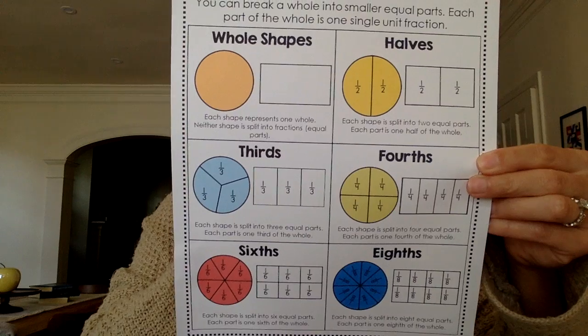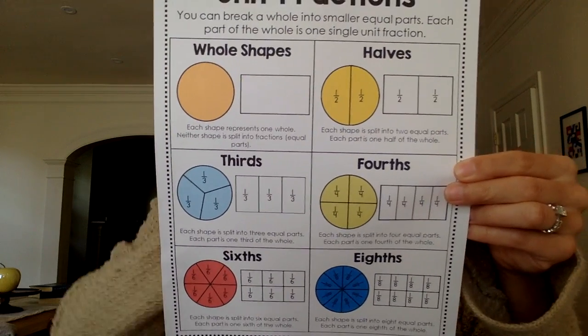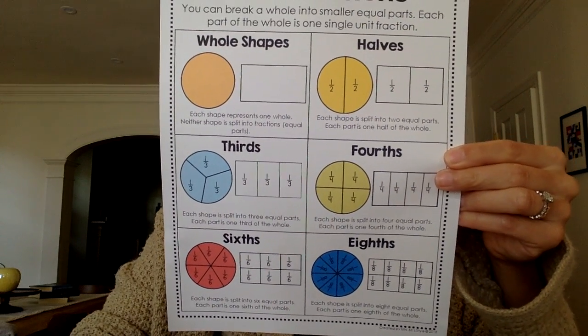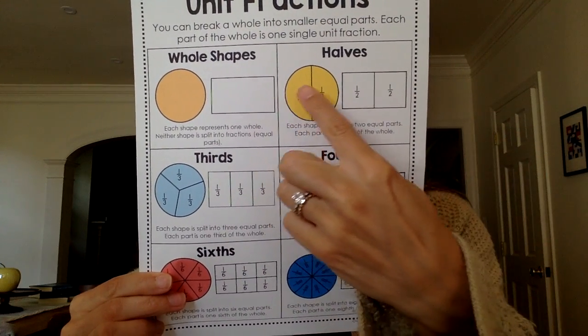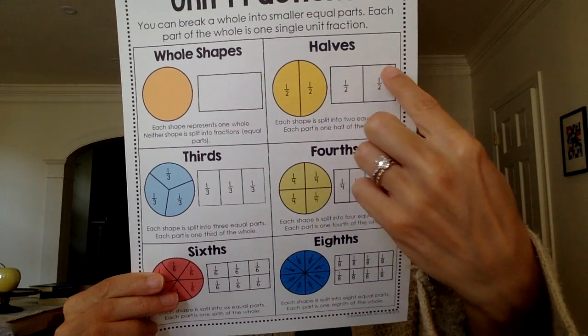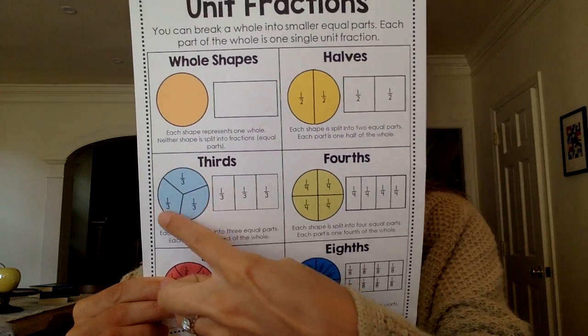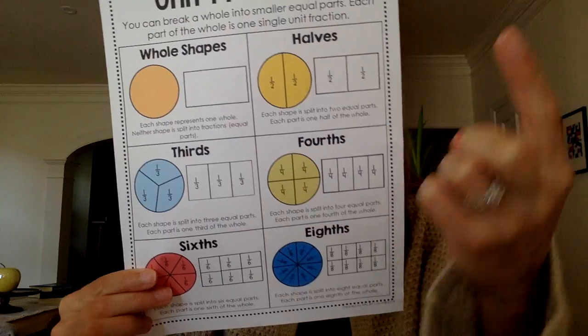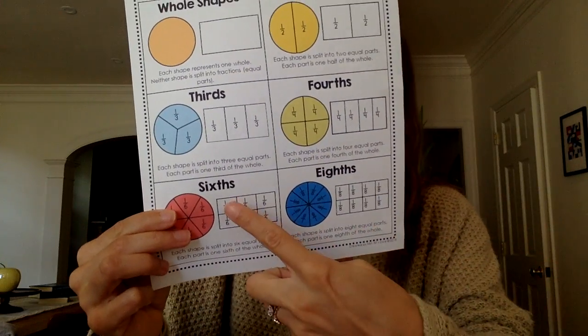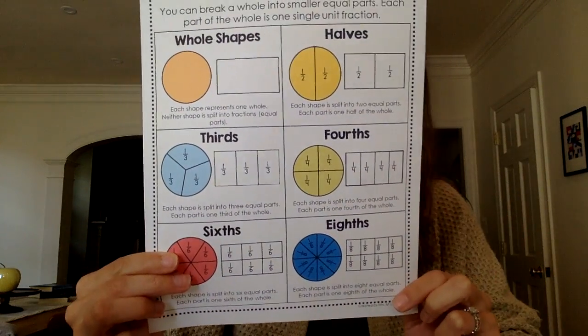If each shape represents 1, then we can go about breaking it up into different fractional parts. So you'll see here that we have halves. Halves are 2 equal parts. Thirds, 3 equal parts. Fourths, 4 equal parts. Sixths and eighths, 6 equal parts and 8 equal parts.